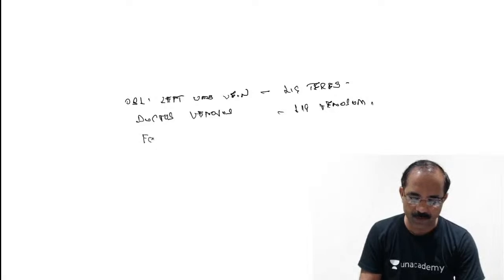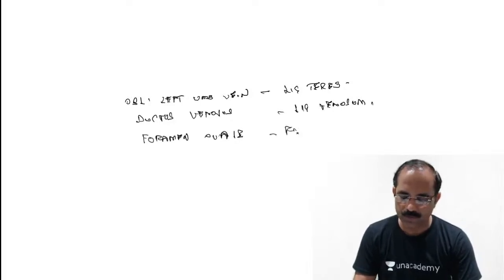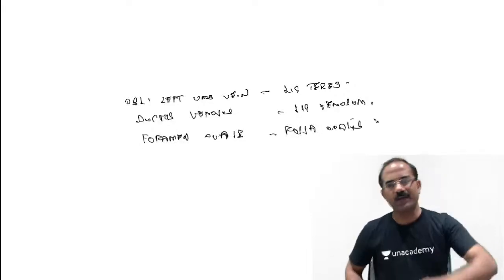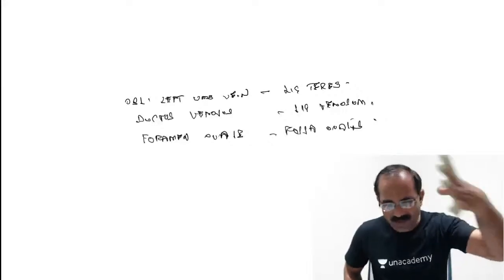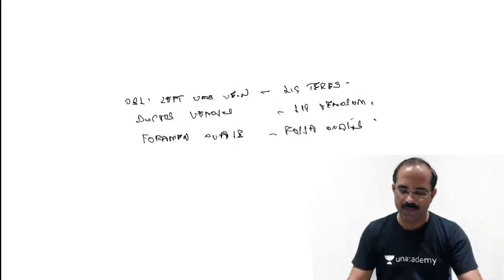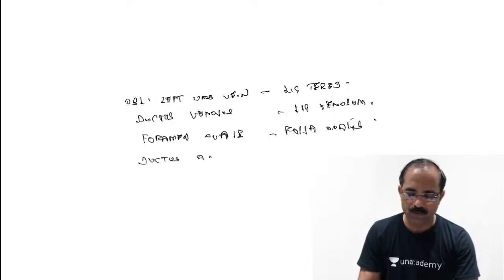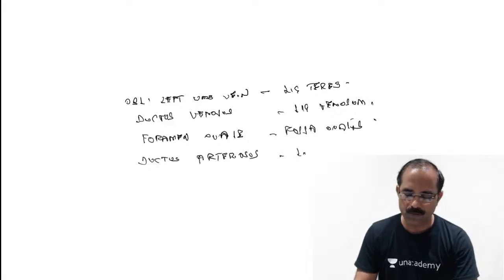Then foramen ovale. Foramen ovale is fossa ovalis. This is beautiful. Anatomy is very interesting, students. You should just understand the concepts. If you understand the concepts, you will enjoy them. Foramen ovale is fossa ovalis. Ductus arteriosus is ligamentum arteriosum.